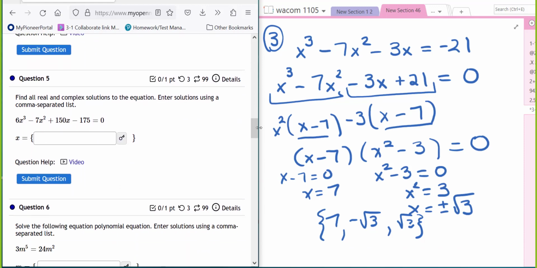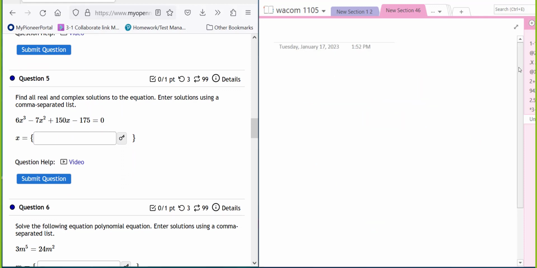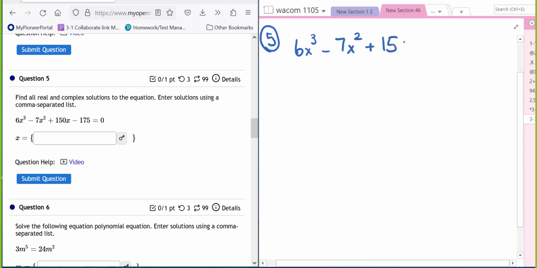All right, next I picked question 5. This one kind of made me cringe when I looked at it because of the numbers, but they work out okay.